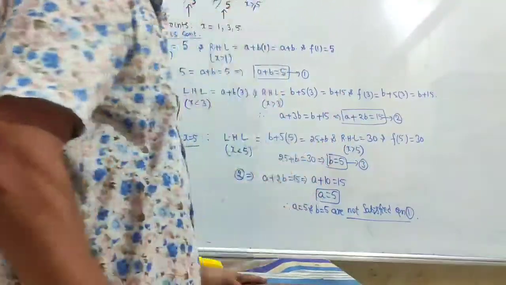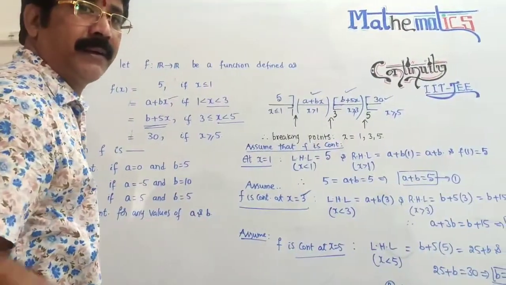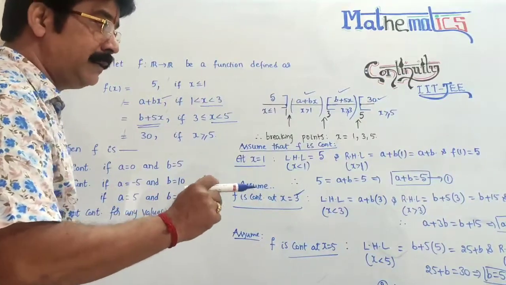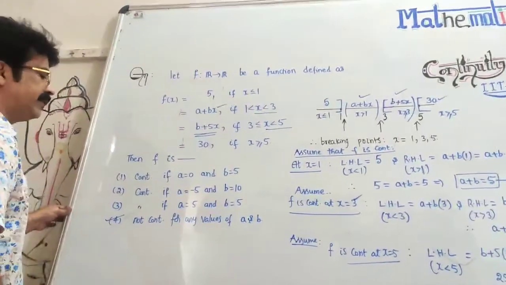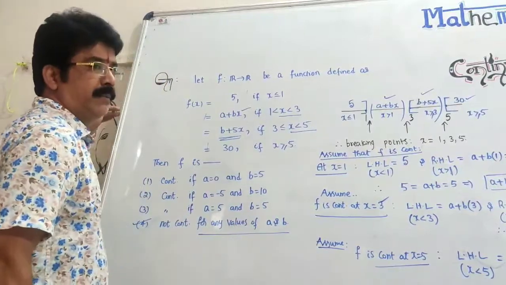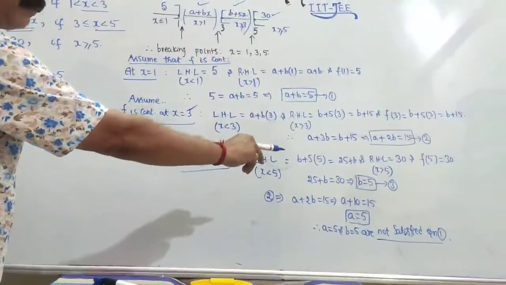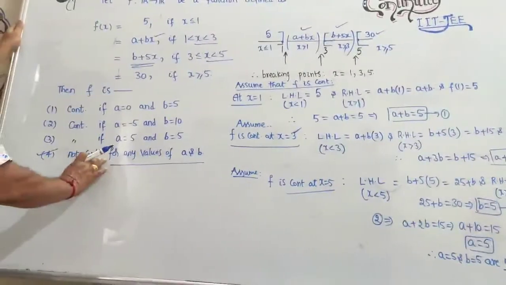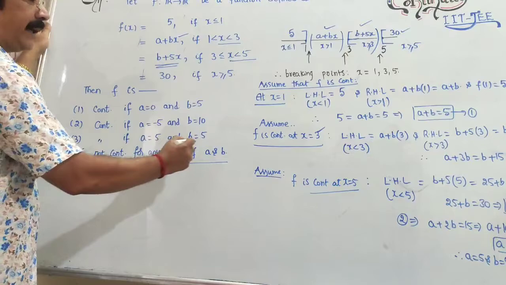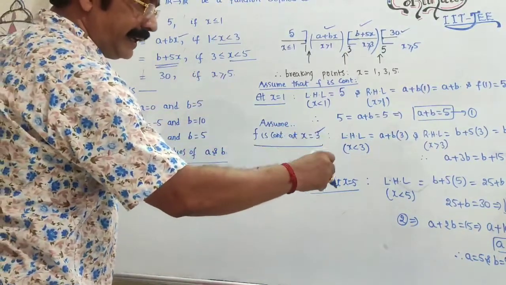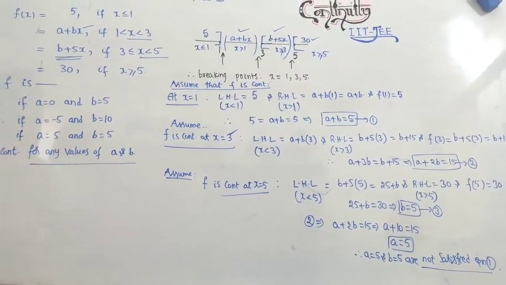If it is satisfied, then it is continuous for a equal to 5 and b equal to 5. But it is not satisfied. Therefore, it is not continuous for any values of a, b. Once again, if a, b satisfied equation number 1, then we can write that it is continuous for a equal to 5 and b equal to 5, meaning the third option would be right in such a case. But here our result is that a, b do not satisfy equation number 1. Therefore, the fourth option is correct.